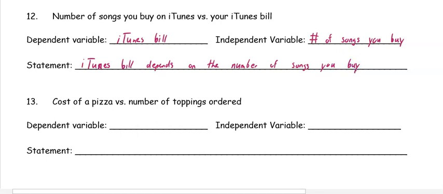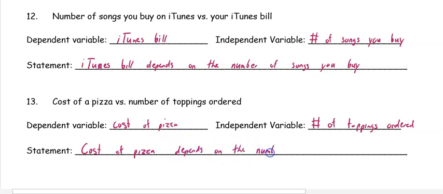And the last one, we have the cost of pizza versus the number of toppings ordered. First you order your pizza, you tell them how many toppings you want. So the number of toppings ordered is the independent variable. Then they're going to tell you the cost of the pizza, which is the dependent variable. So our dependency statement would be that the cost of pizza depends on the number of toppings ordered.